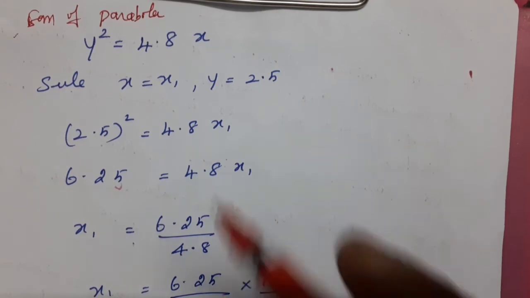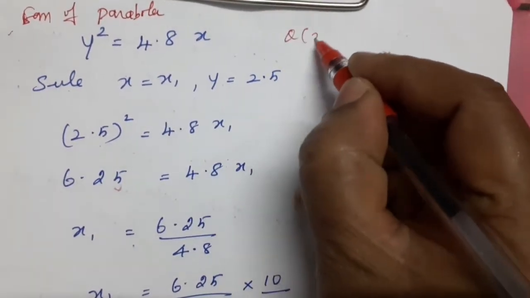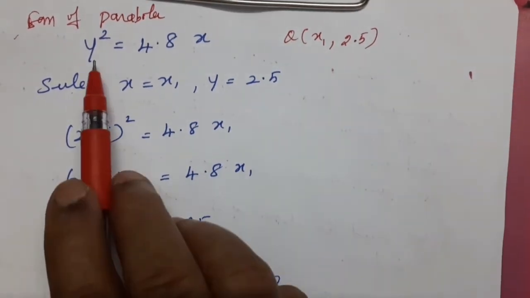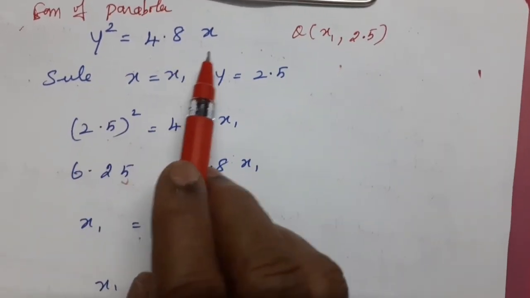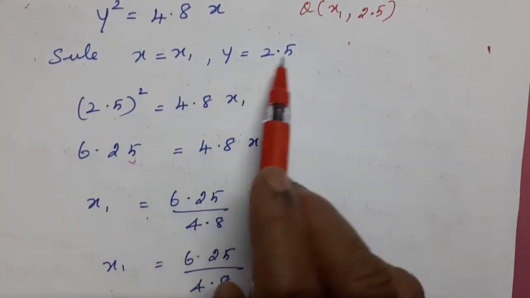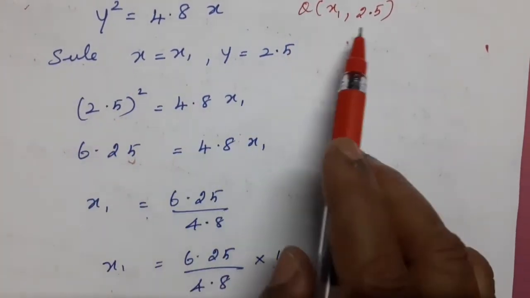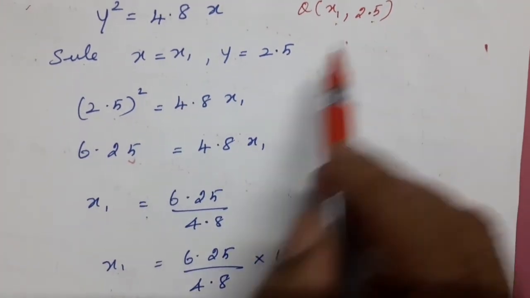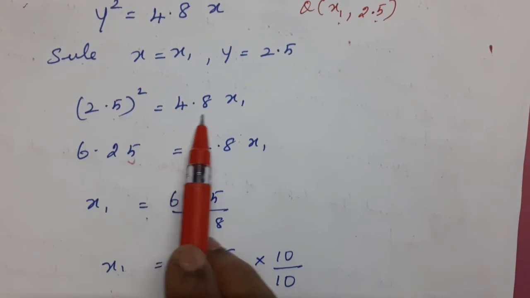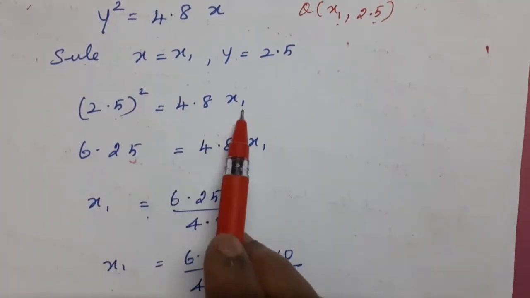The coordinate Q is nothing but x1 comma 2.5. So y square equal to 4.8 into x. Now substitute x1 instead of x, and instead of y substitute 2.5. So (2.5) whole square equal to 4.8 into x1.